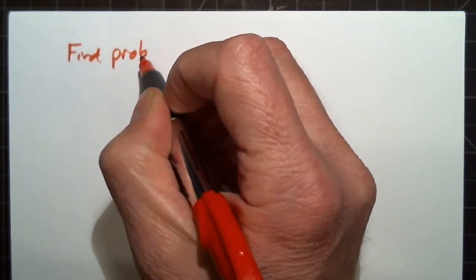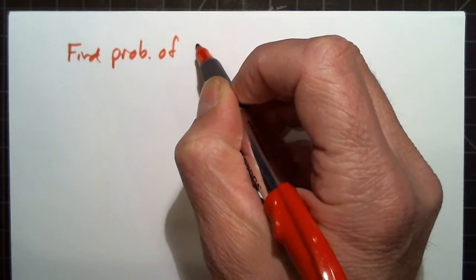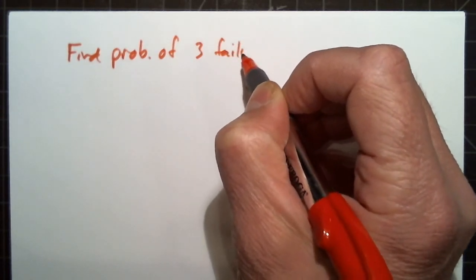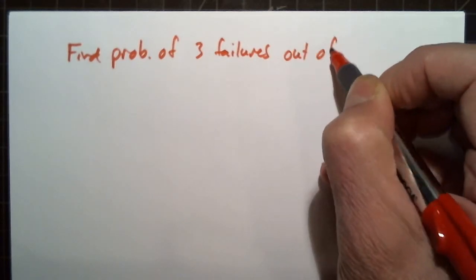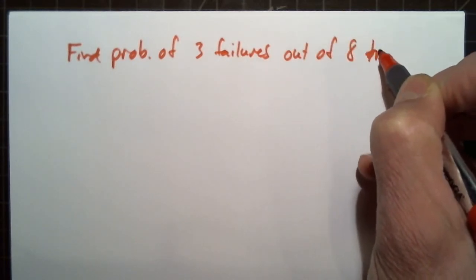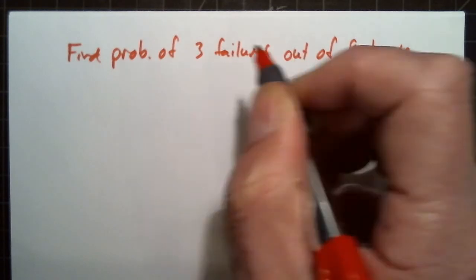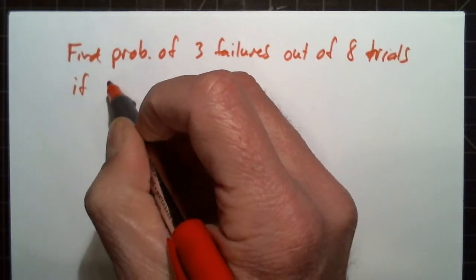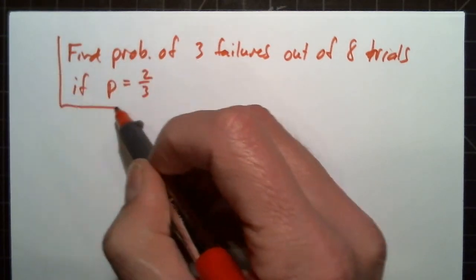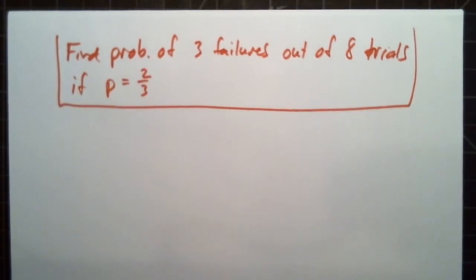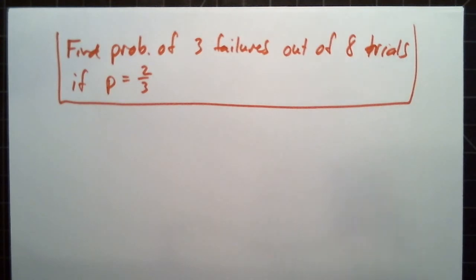Find the probability of 3 failures out of 8 trials if the probability of success is 2/3. All right, be careful on this one. Pause the video and try that.